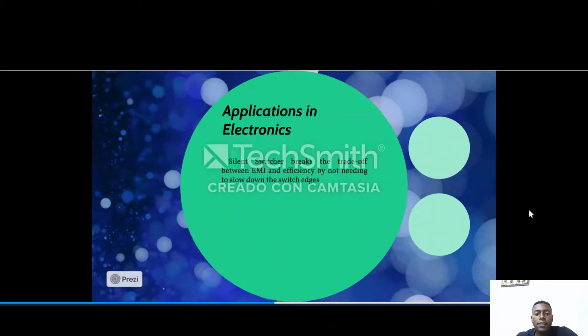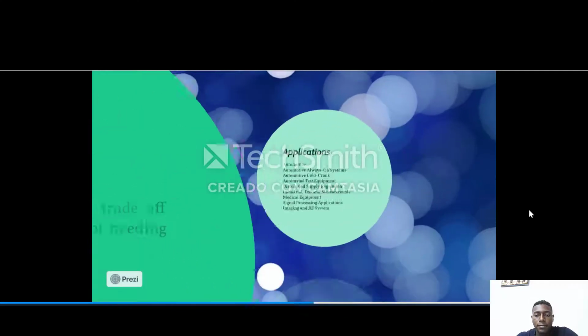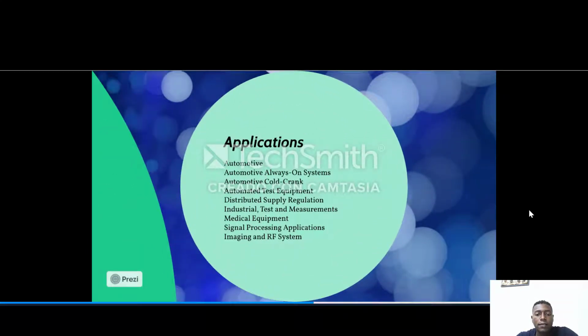Applications in electronics. Silent switcher breaks the trade-off between EMI and efficiency by not needing to slow down the switch. Applications: automotive always-on systems, automotive cold crank, automotive test equipment, distributed supply regulation, industrial test and measurement, medical equipment, signal processing applications.